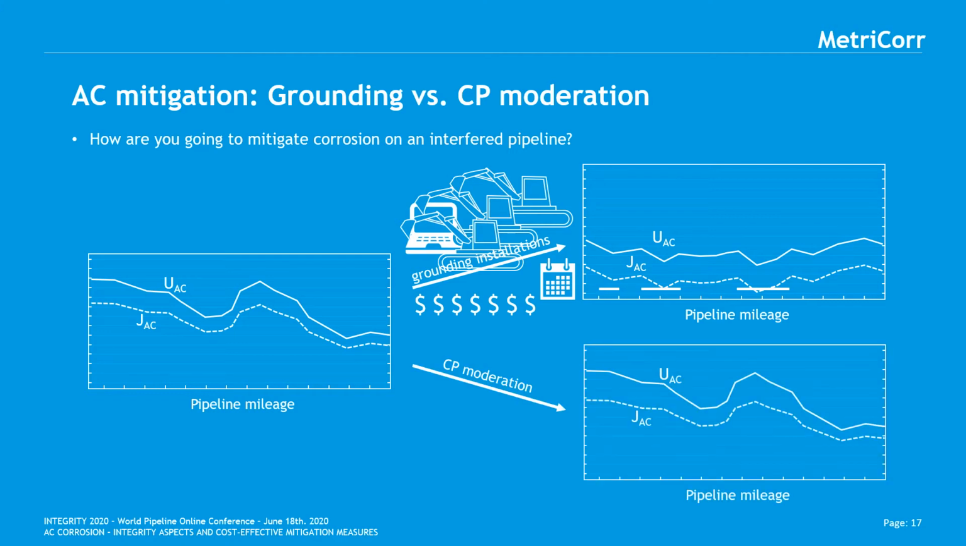The alternative to doing that is CP moderation. Simply by turning the CP knob, turning down your rectifier, you reduce the AC current density level along the pipe due to the increase in spread resistance, without changing the AC interference profile. You can then install test posts with monitoring on specific sites of interest where the AC interference level is high or the natural soil resistivity is low.